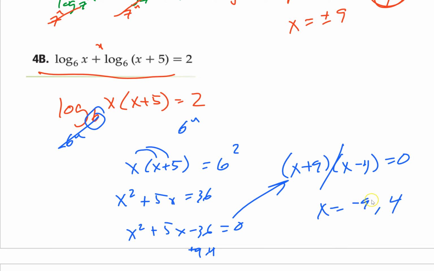Again, check your work. If I plug in negative 9, it's not going to work here. It'll be log of a negative, so that's no good. Plug in 4, works, that's fine. So again, condense, take the base of both sides. That's how you solve a normal log problem like you always do. Then at the end, don't forget to check your work because logs are a little finicky with their domain.